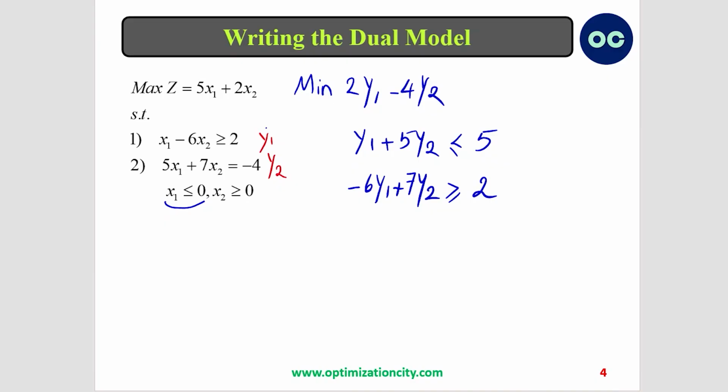Additionally, we must analyze the characteristics of each constraint of the original model. The first constraint in the original model is greater than or equal to, meaning its dual variable must be non-positive. So we have y1 is non-positive. And the second constraint of the original model is written as an equality. So y2 is free in sign, meaning it can be positive or negative. By following these rules, we successfully formulate the dual model of the original.